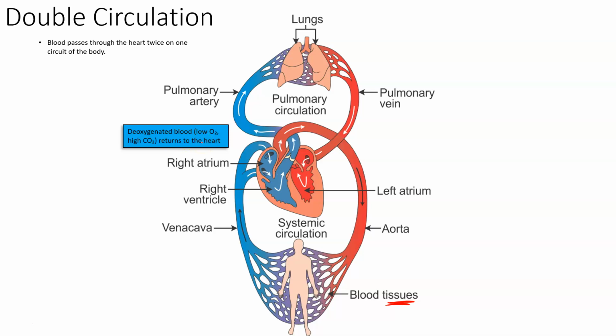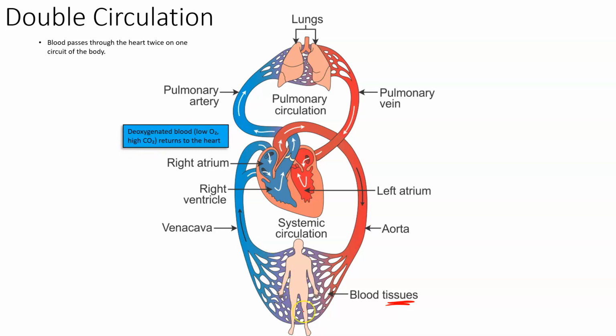And by the way, this diagram shows a distinction between blue and red. Blue, in this case, is going to be deoxygenated blood, while red is oxygenated blood. That'll make more sense in a minute. But deoxygenated blood, which has low O2, that's what deoxygenated blood means. Low O2, high CO2 is going to return to the heart.